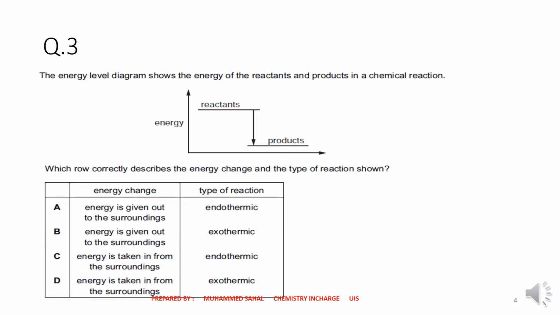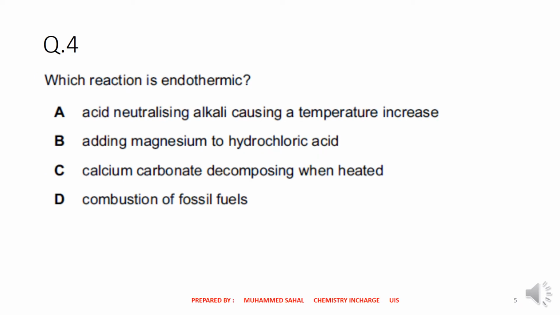The energy level diagram shows the energy of the reactants and the products in a chemical reaction. Which row correctly describes the energy change and the type of reaction shown? Option B. Which reaction is endothermic? Option C. Calcium carbonate decomposing when heated.